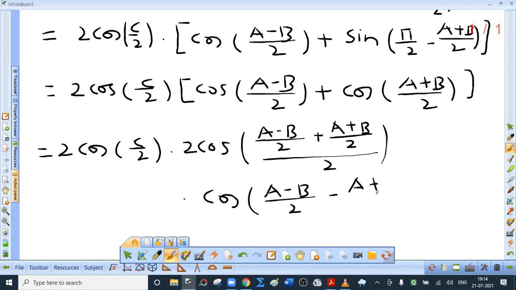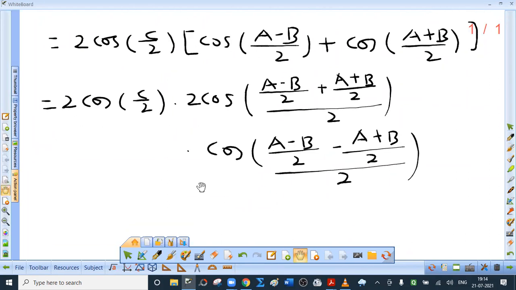So minus (A plus B) upon 2. So (C minus D) whole divided by 2. Now next step, this is 2 cos C by 2. Actually, I can write 2 into 2, 4, this constant part, 4. Now, let me explain. You should be able to do this orally.